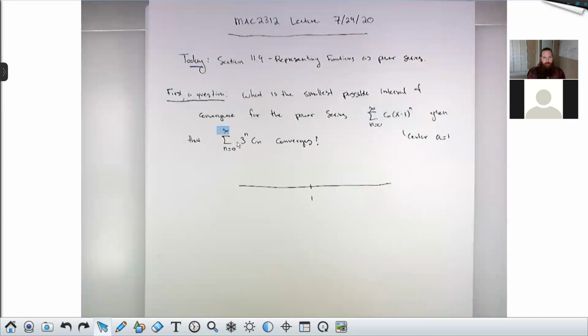Now somehow I need to use this information. So what is the relationship between this series, which I'm told converges, and the power series I was given? In other words, is there a number I can plug in for x here so that this series becomes this series?